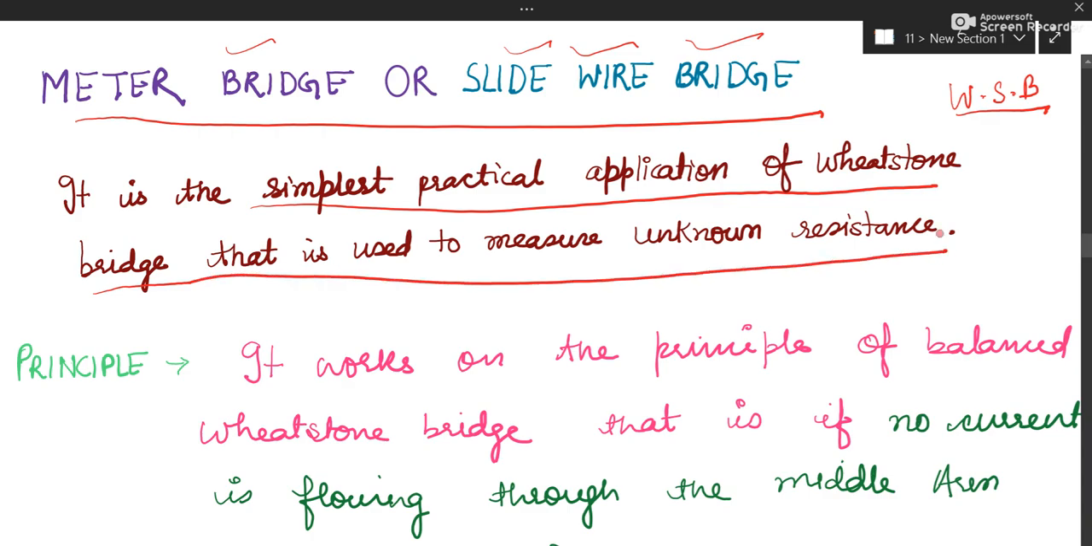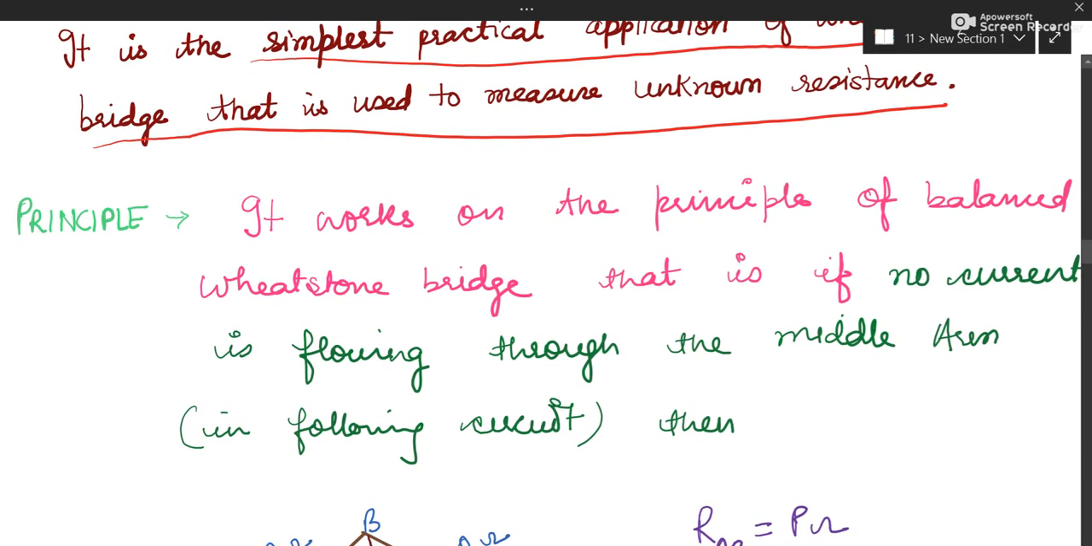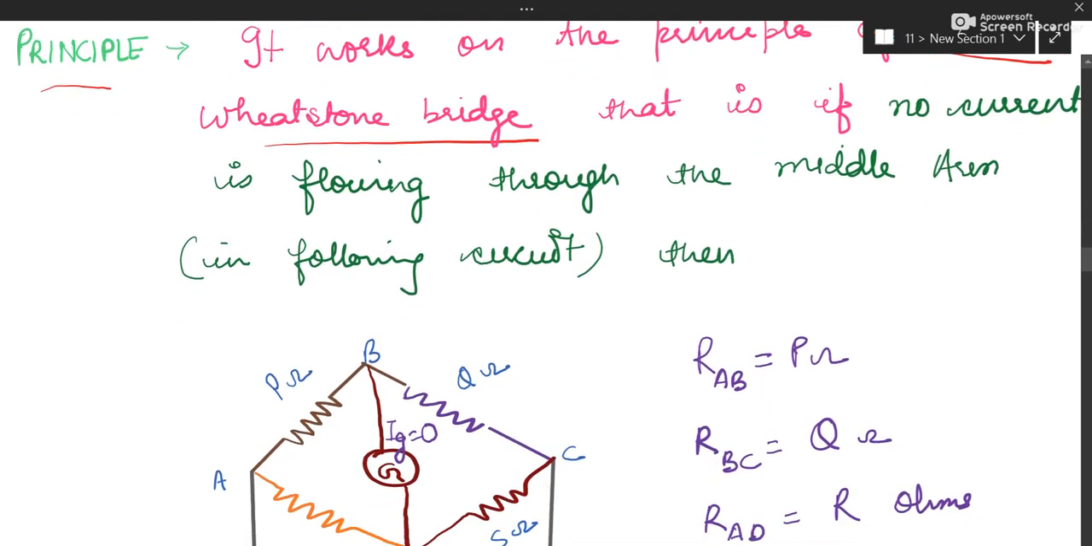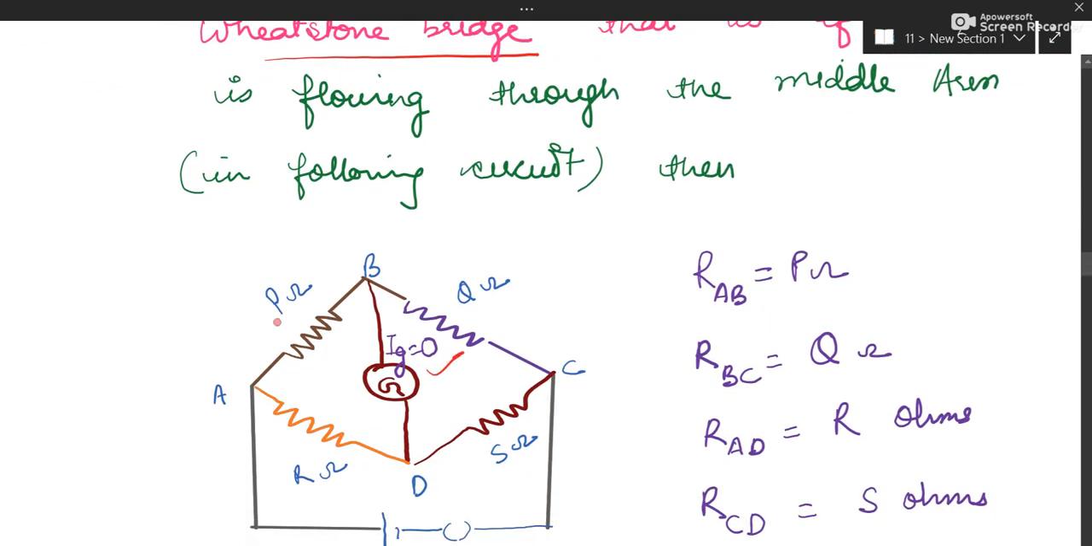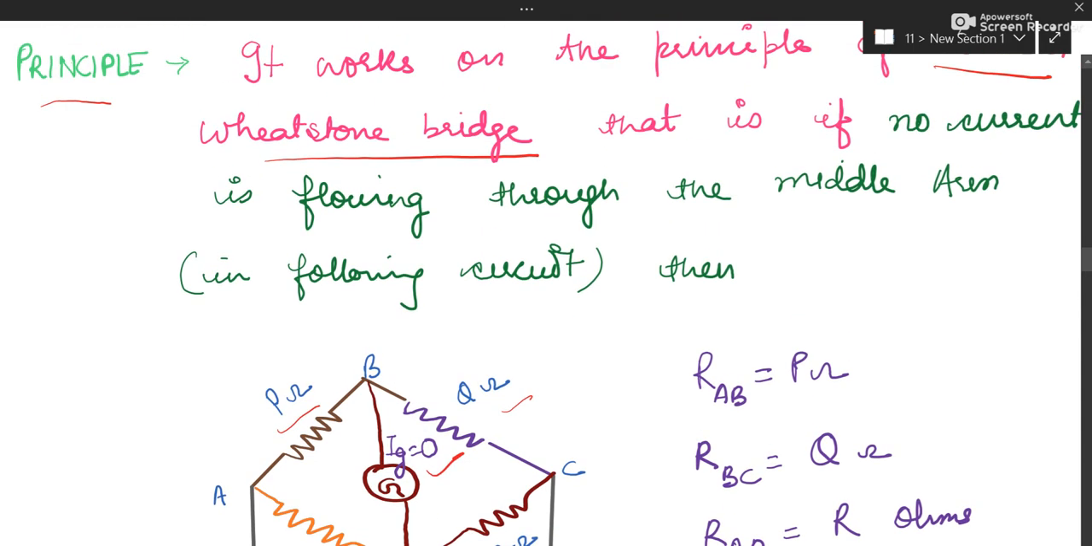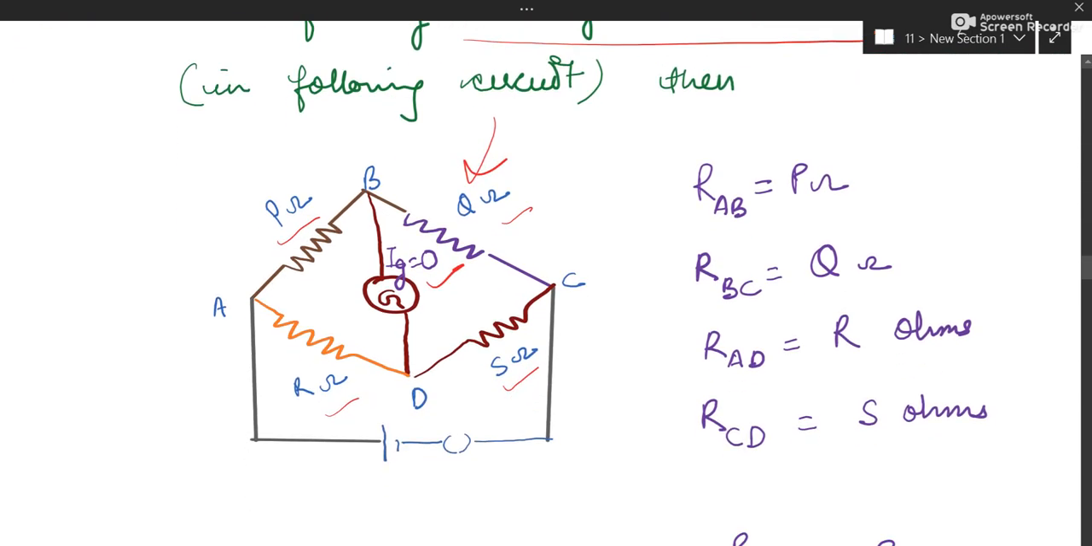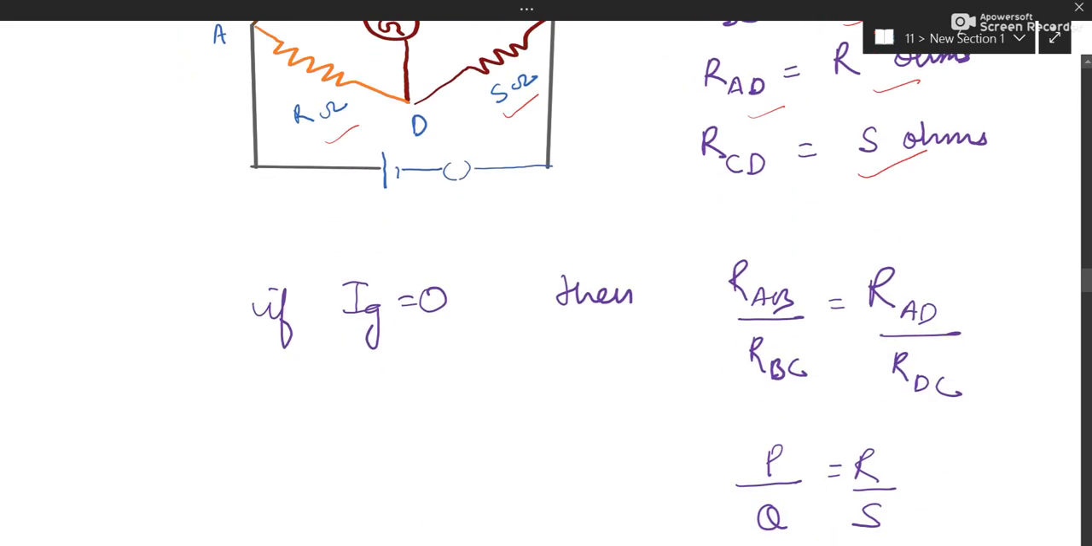So Wheatstone bridge is a concept. Now we have applied it and we have constructed a device which is known as meter bridge. What is the principle? It works on the principle of balanced Wheatstone bridge. So what you will have to write is the condition of balanced Wheatstone bridge once again: if no current is flowing through the middle arm, then this upon this is equal to this upon this. I have written the same. If no current is flowing through the middle arm in the following circuit, then resistance of arm AB, which is P ohm, resistance of arm BC, which is Q ohm, resistance of arm AD, so these all will be equal.